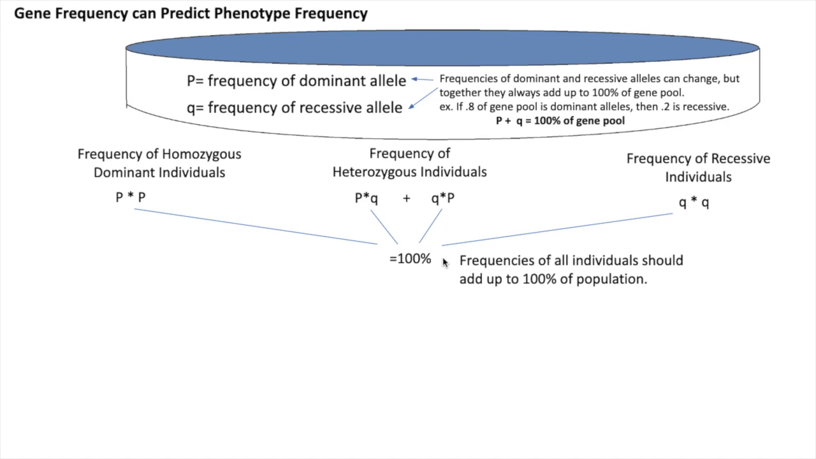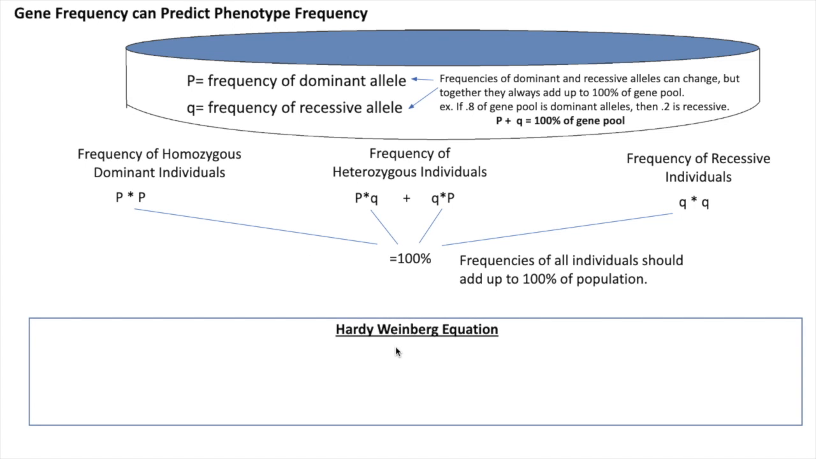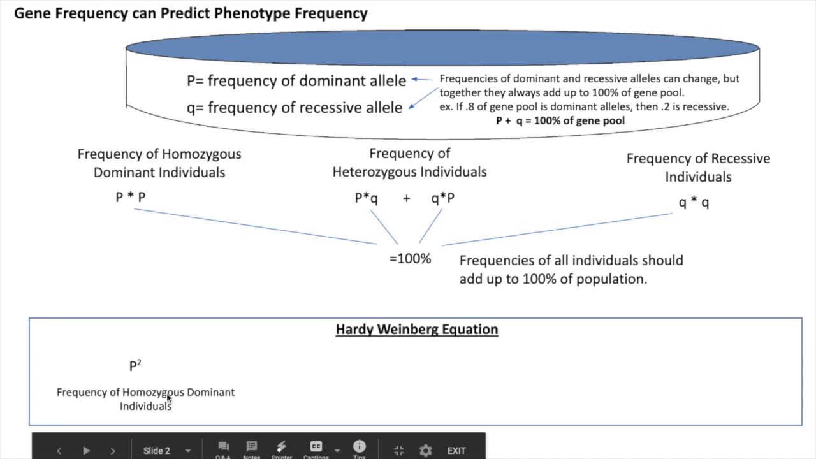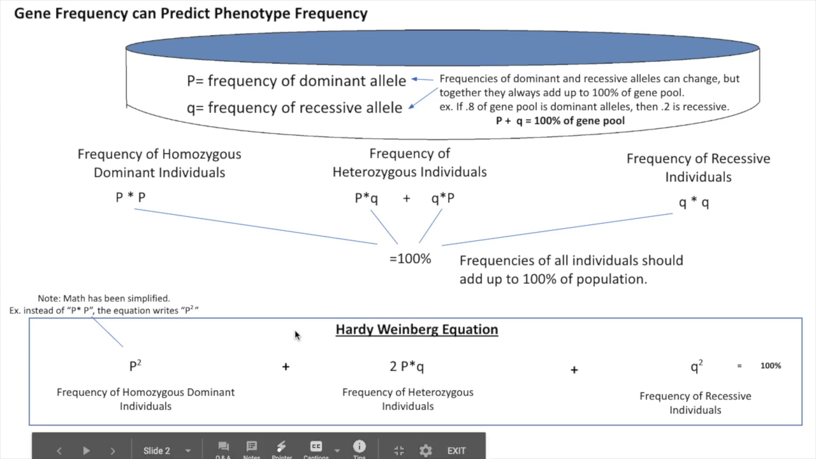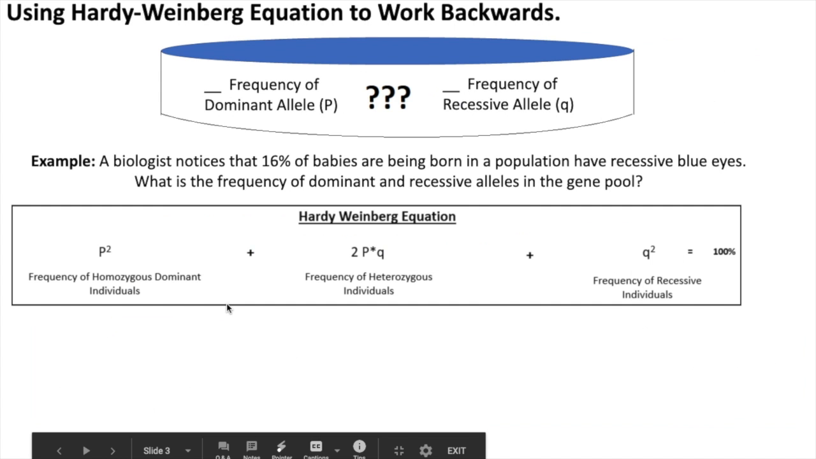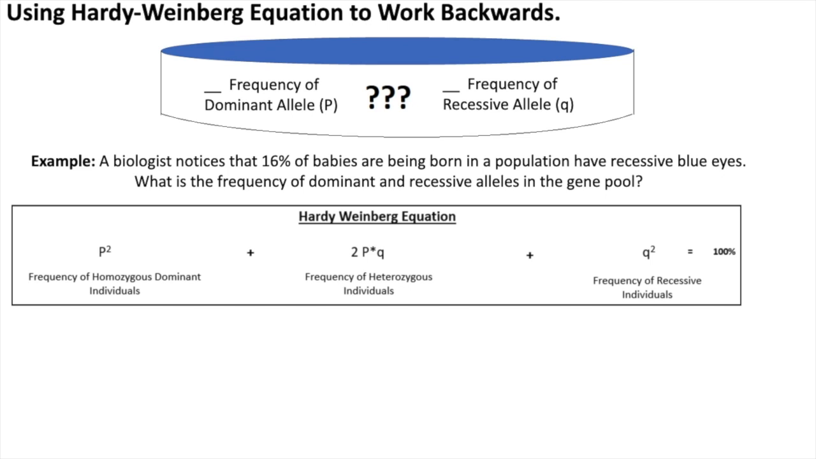So what biologists have done is they've simplified this idea into something called the Hardy-Weinberg Equation. That is, they've taken the idea that the frequency of homozygous dominant individuals plus the frequency of heterozygous individuals plus the frequency of recessive individuals should all total up to 100% of the population. The only thing to note is that some of the math has been condensed. This equation is a useful tool for biologists to have.